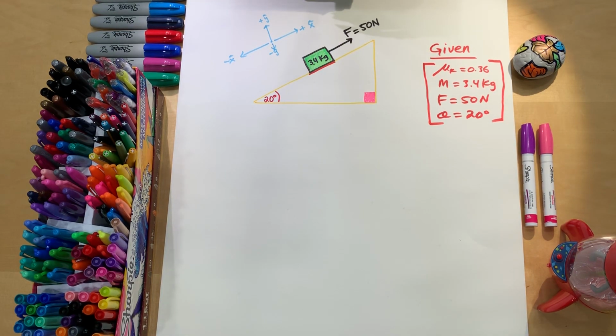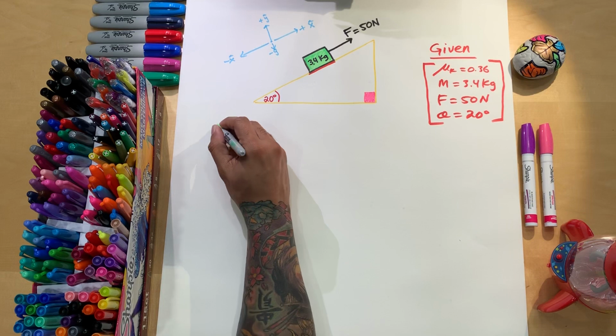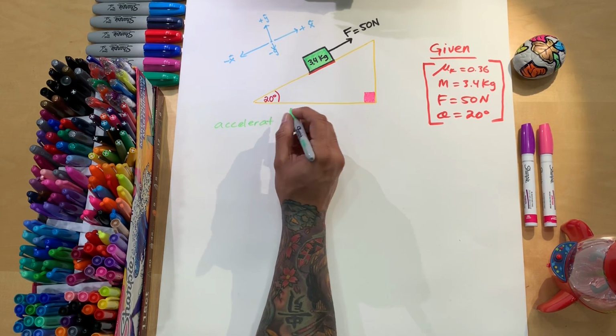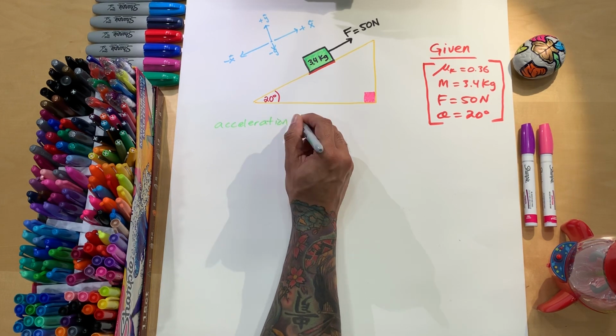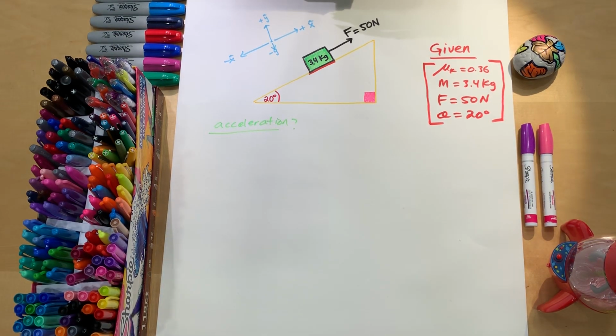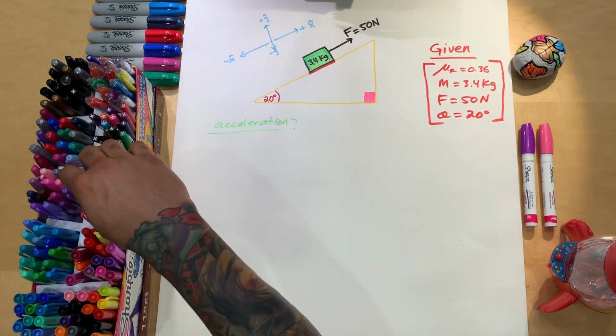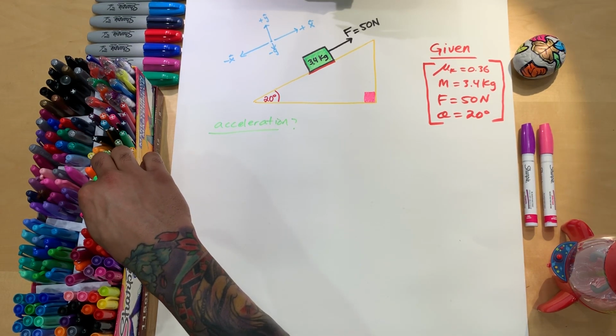So we got our coordinate system, that's first, and we want to find acceleration. So let's just write that. Acceleration. That's what we're interested in finding.